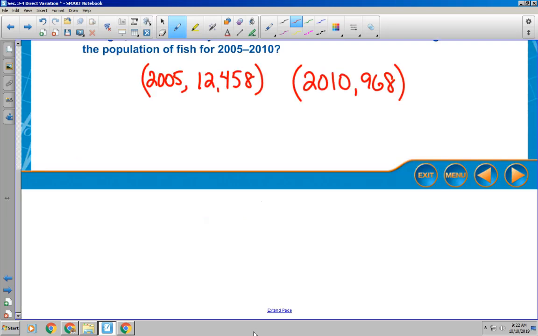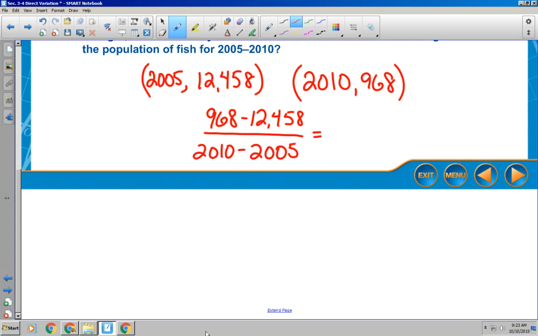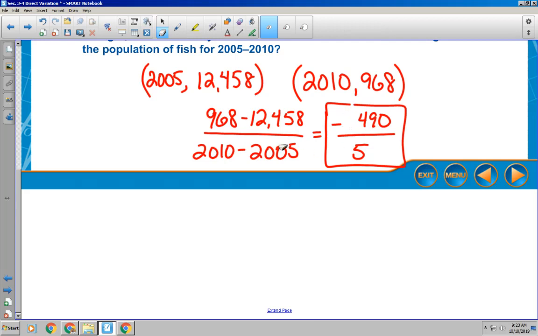So as we go ahead and solve this, you can think y2 minus y1, so in this case 968 minus 12,458, all divided by 2010 minus 2005. Give me 1 second because I don't have a calculator in my hands. If we do 968 minus 12,458, we end up with a negative 11,490 every 5 years. It's really important here that you remember that your negative in this situation really should be on the number of fish and not on the number of years. It would not make sense to say that we had a positive 11,490 fish in negative 5 years. That just doesn't seem right.